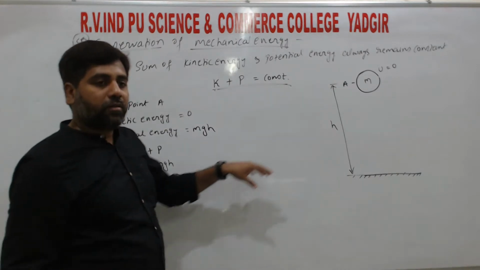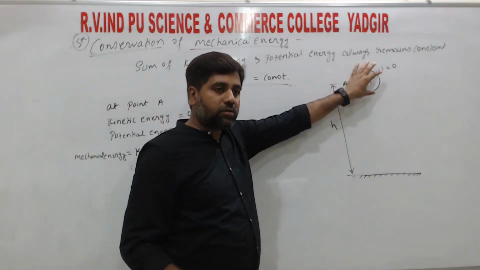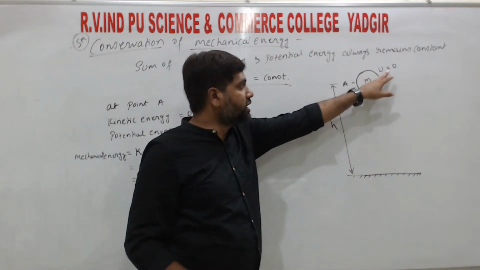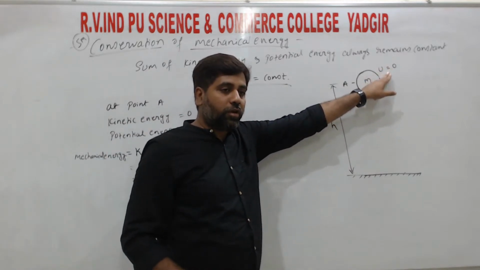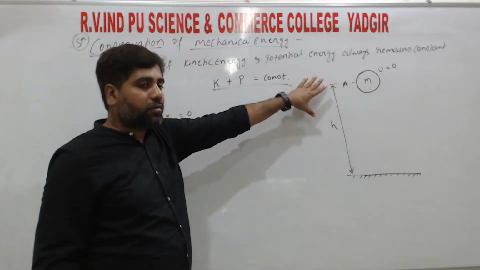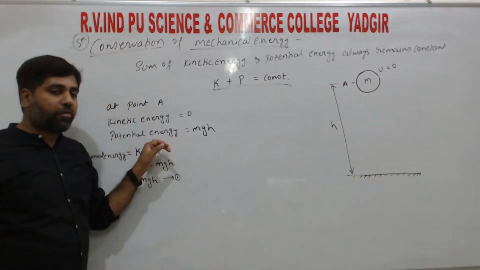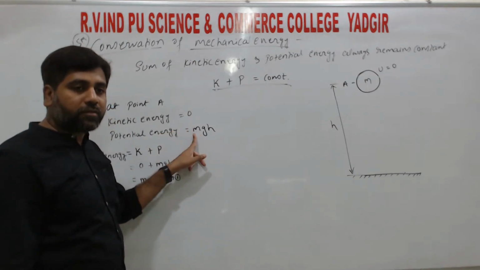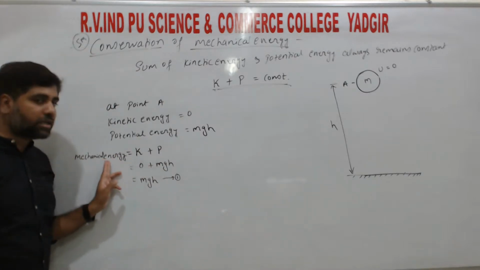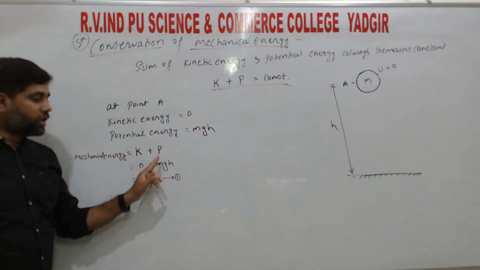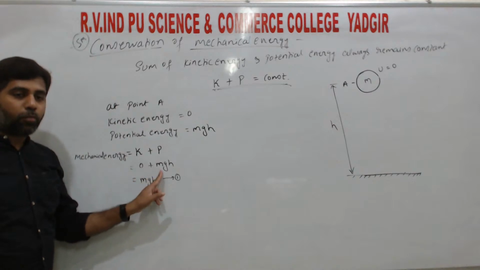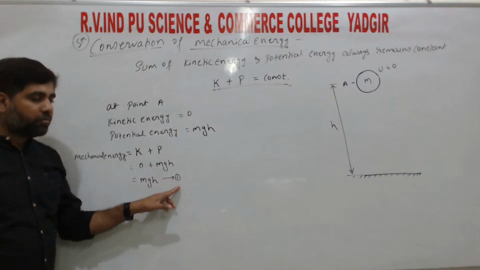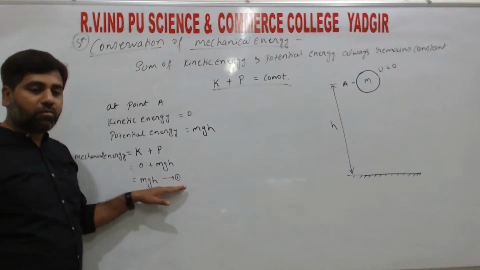So first, consider an object having some mass. Initially the object is at rest at a certain height h. Since it is at rest, its initial velocity is 0, so the kinetic energy is 0. But the work done by the gravitational force is stored as potential energy, and its value is mgh. So mechanical energy equals kinetic energy plus potential energy. Kinetic energy is 0, potential energy is mgh, so the mechanical energy is mgh. We take this as equation 1, right?